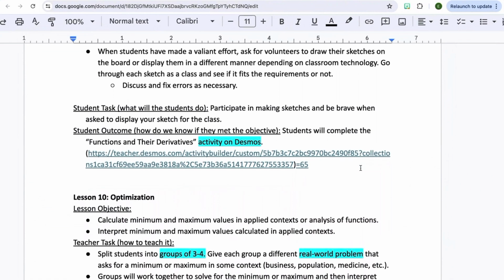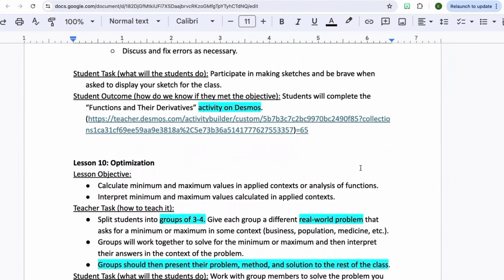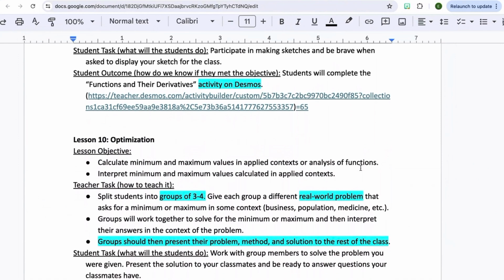To wrap up that lesson, students do complete the functions and their derivatives activity on Desmos, where I can just see that they are making sure, or I can make sure that they are making the correct connections.